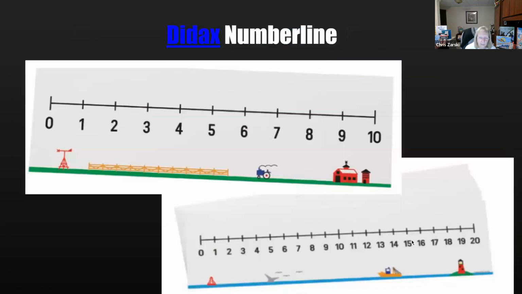We also included number lines, and these are kind of glazed over already. So they were nice because we could use dry erase markers. They have 10 on one side, 20 on the other. They come from Didax, and we actually just built them into a pouch at the top of their kit. So everybody had their own.